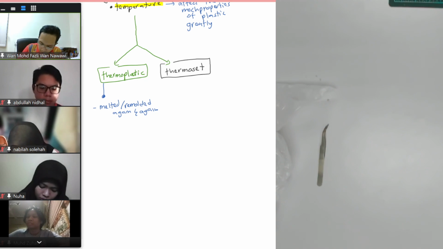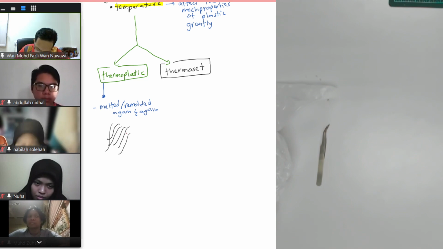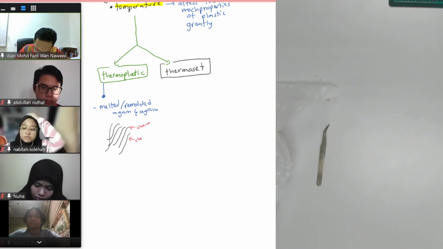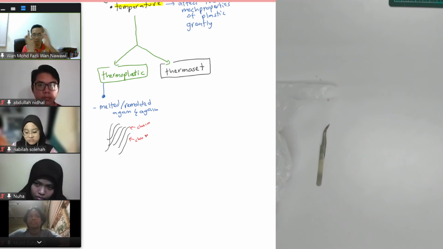Imagine that you have this. The reason why you can do this is because a polymer is like a chain. Imagine this is a chain of the polymer, whatever plastic is a polymer. So this is one chain, and this is another chain. You have chains, but between the chains you only have weak interactions. For example, between these two there is van der Waals or hydrogen bond and so on, but it's not as strong as a covalent bond.